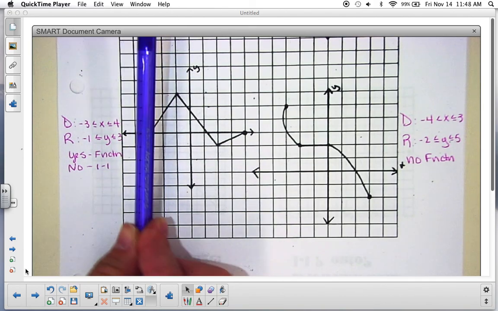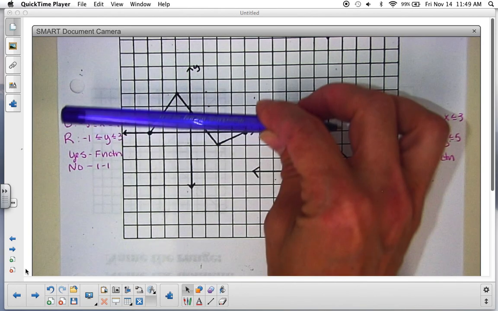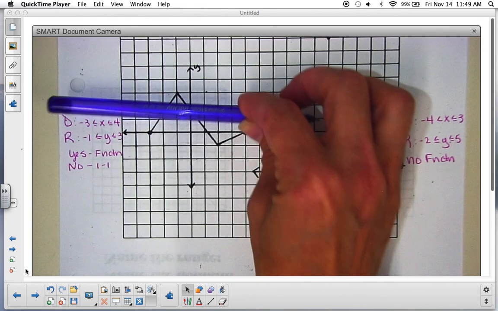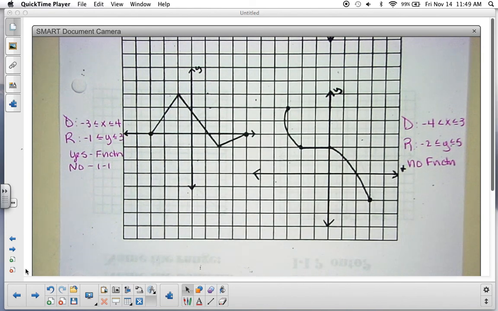The function question is an up and down line hitting 1 time means yes, function. 1 to 1 is a sideways line, and if it hits twice, the answer is no. And that's kind of it in a nutshell for lesson 1.